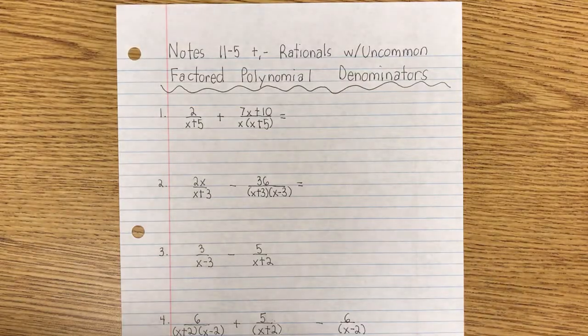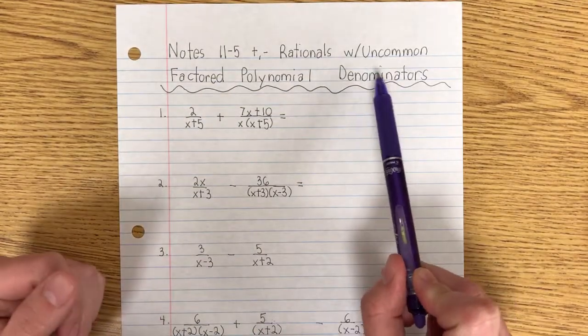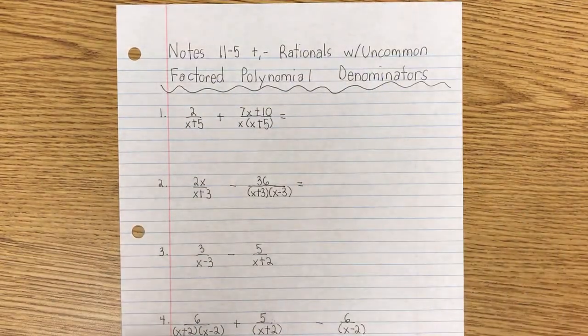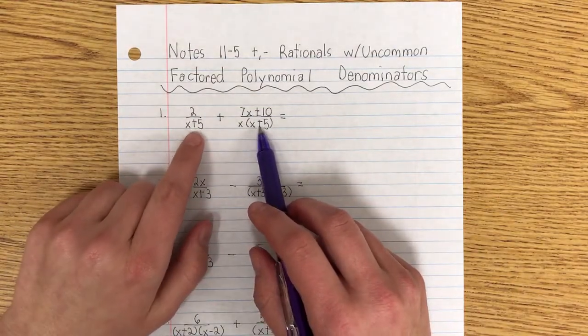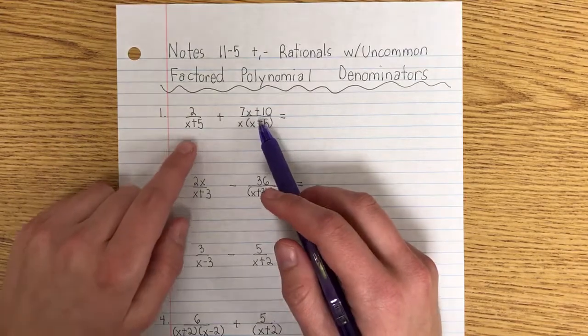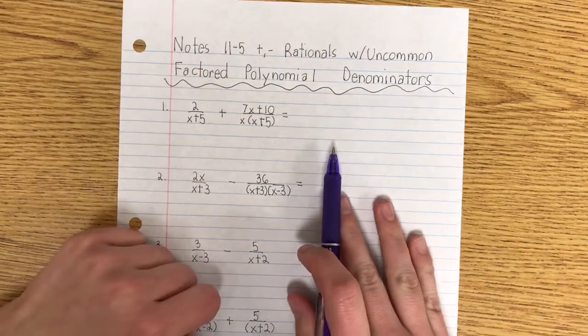Today we're looking at notes 11.5, add and subtract rationals with uncommon factored polynomial denominators. So this is definitely different from before. Now we no longer have monomial denominators, we have polynomial. But nonetheless, when you add or subtract fractions, you have to have common denominators.